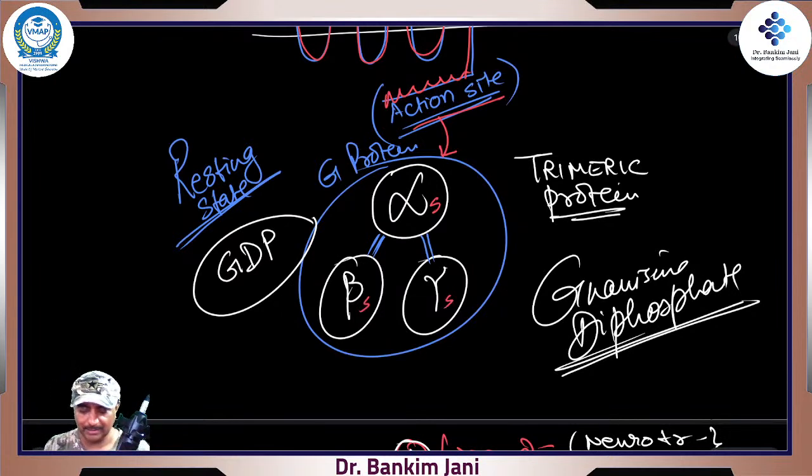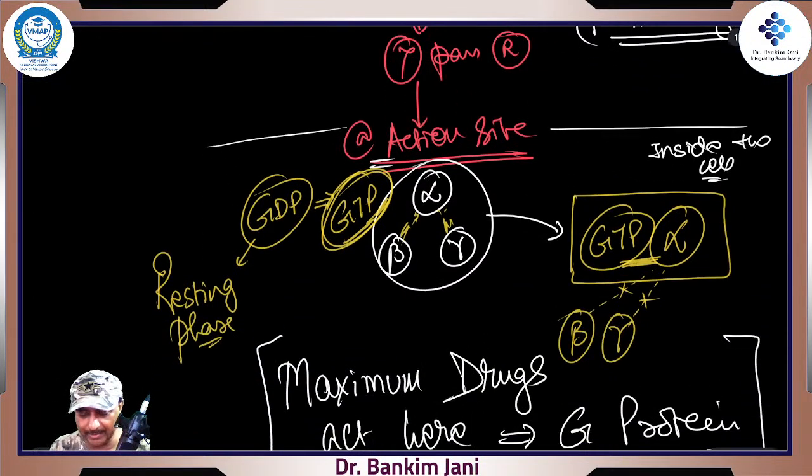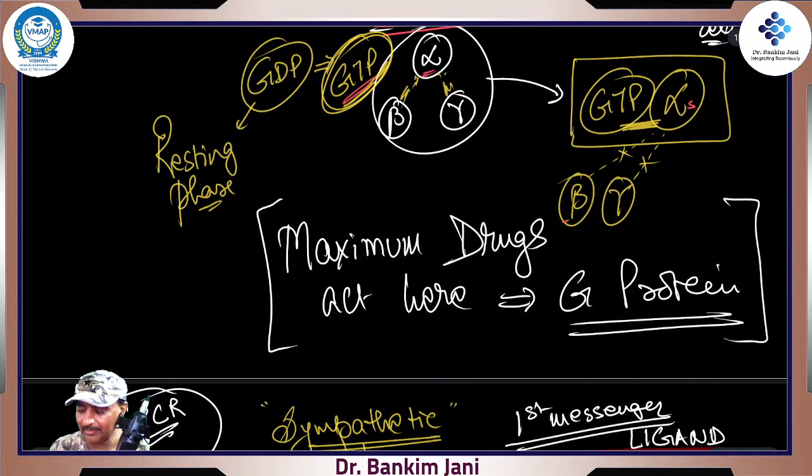So this is like stimulatory, right? So alpha, beta, and this is the GDP, and in the resting phase life was good, a trimeric protein, right? Everything fine, and then the message comes. When the message comes to the action site, it becomes GTP with our alpha, and it goes for the bigger business, leaving the friends behind, beta and gamma.